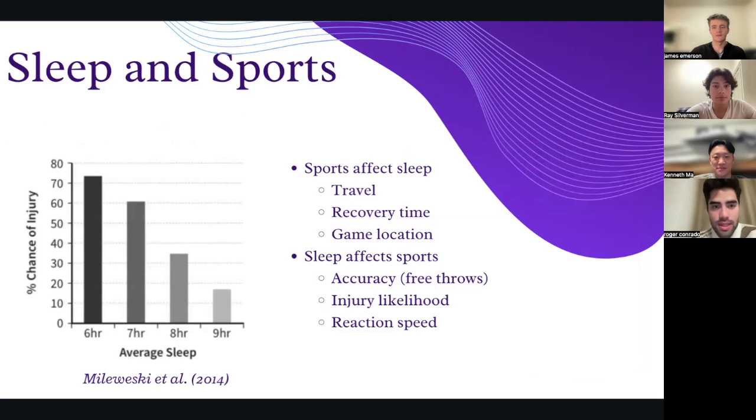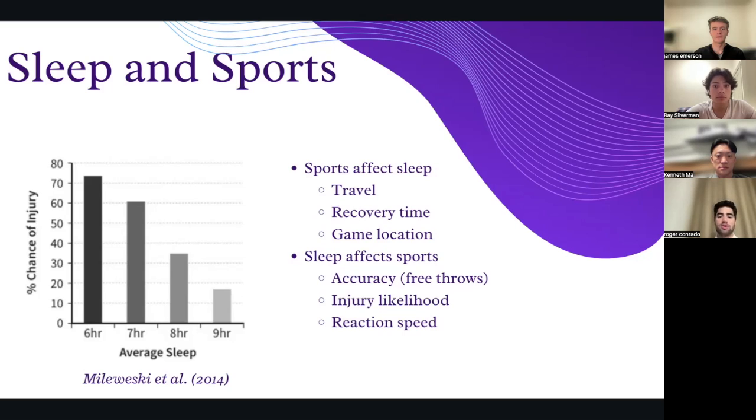Now we're going to talk about sleep and sports. So first, I'm going to talk about how sports affect sleep. Athletes usually have long travel times, which can affect sleep when they play in different places. Also, when people who play sports go to sleep right after playing, this might affect their recovery time and how deep the sleep and the quality of the sleep is. It's usually not as good because their body had just gone through intense physical activity. And also game locations, depending on where they play, might affect the circadian rhythm.